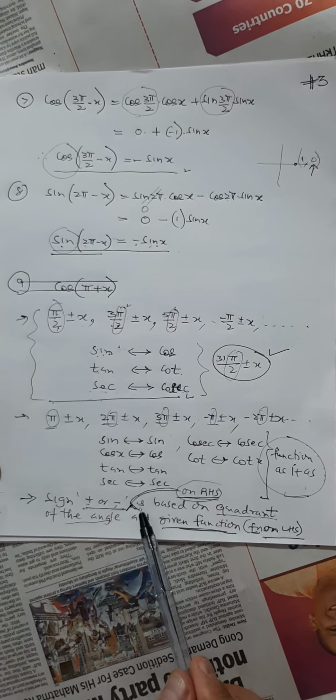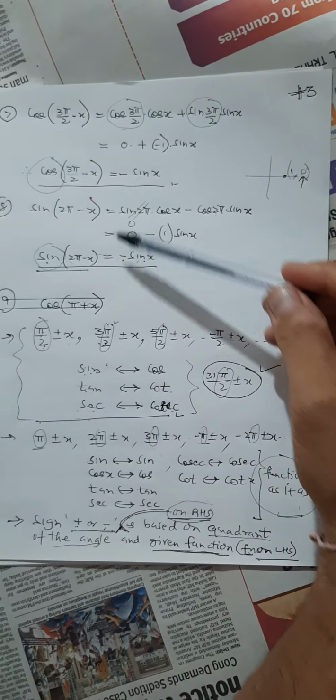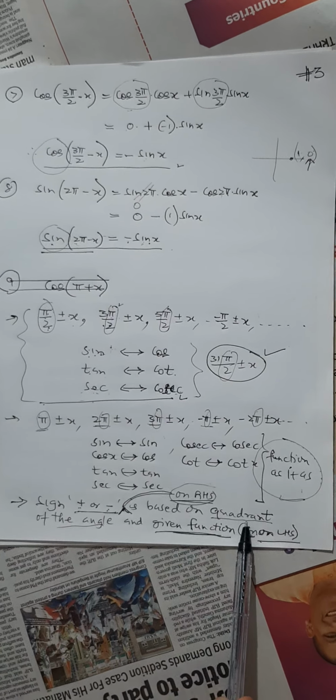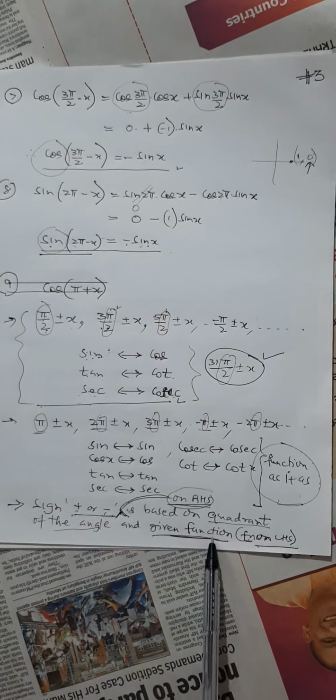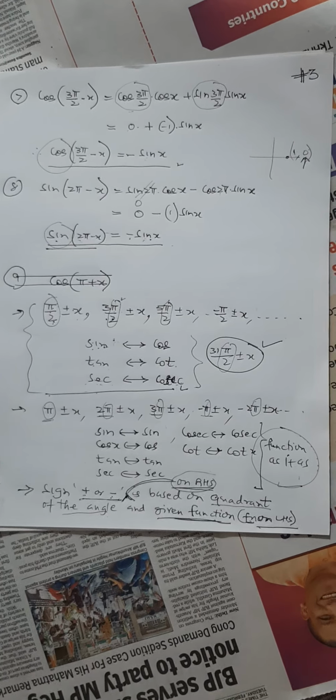Here, how do we decide the sign on the RHS? Whether this is minus or plus, how will we decide the sign? That is based on the quadrant of the angle and the given function, that is the function on the LHS. So now let me do one example.